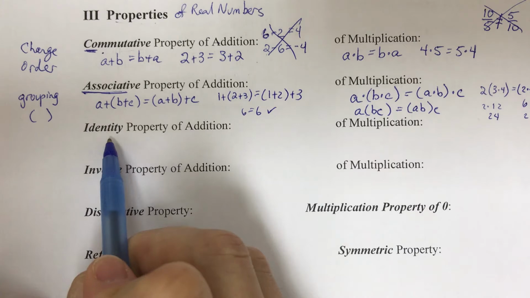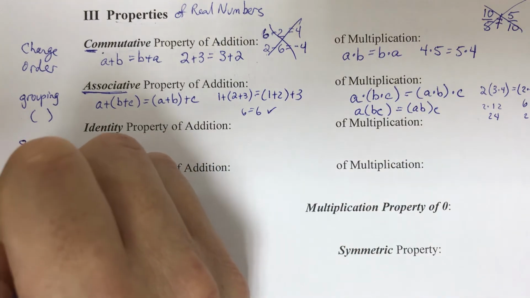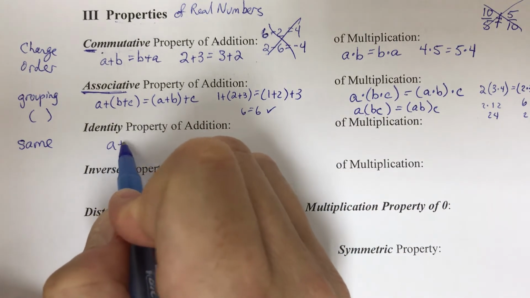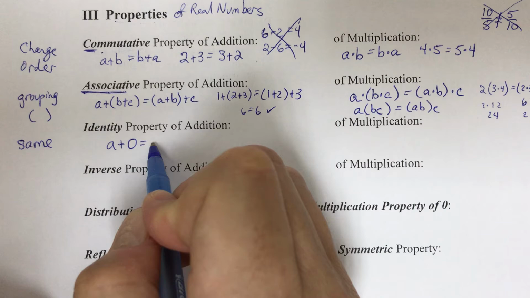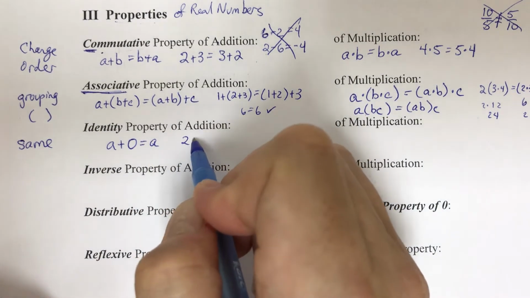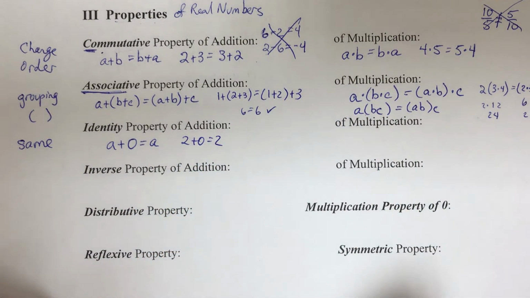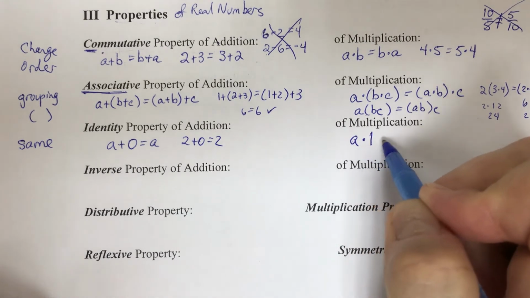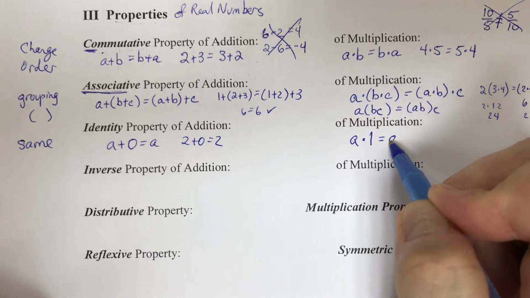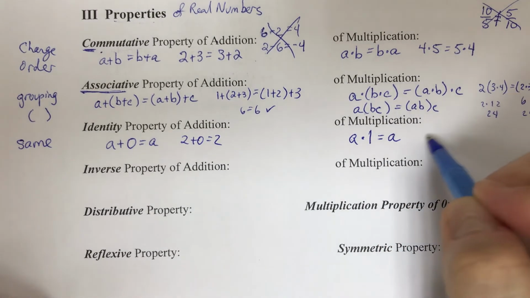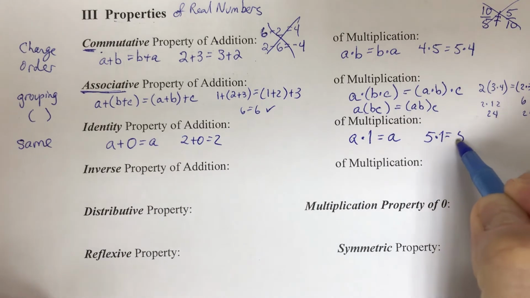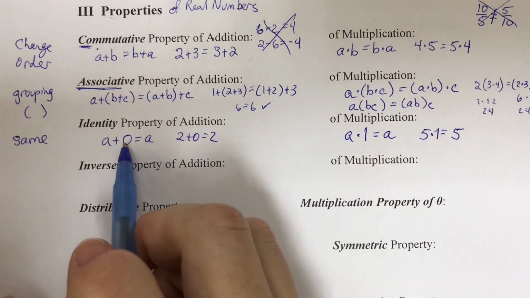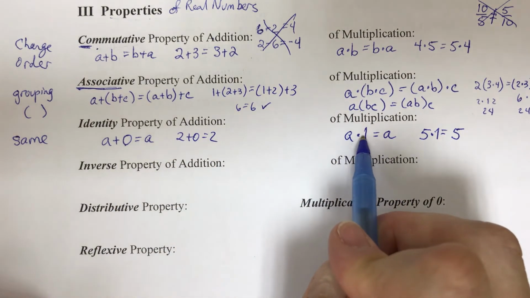Next one is identity. Identity, the thing that I think of, is identical, which is the same. So for addition, if I add 0 to anything, I get the same thing back. 2 plus 0 equals 2. If I multiply by, not 0, if I multiply by 1, I get the same thing back. So 5 times 1 is equal to 5. Okay, so identity is what I do, adding 0, multiplying by 1, that gives me the same thing back.